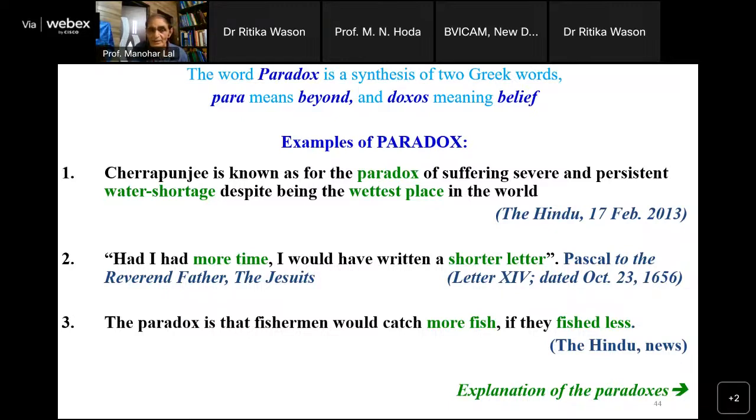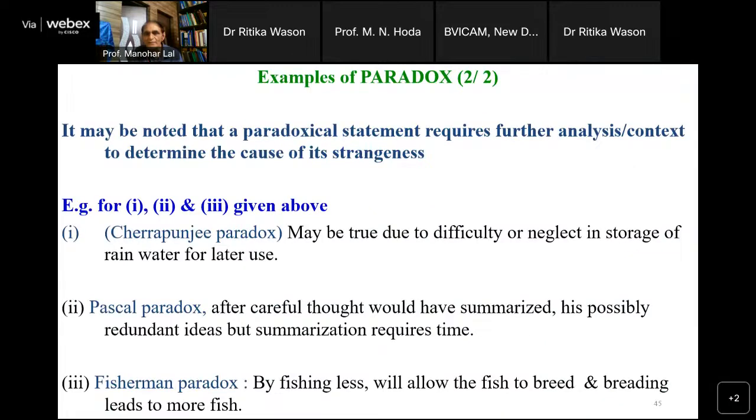Why? The paradox is that fishermen would catch more fish if they fished less. All these three statements are paradoxical. What does a paradox mean? There is something wrong somewhere. Two conflicting statements are occurring simultaneously. Now, if we analyze a bit further, we find out the reason. And that is the way the paradoxes are resolved.